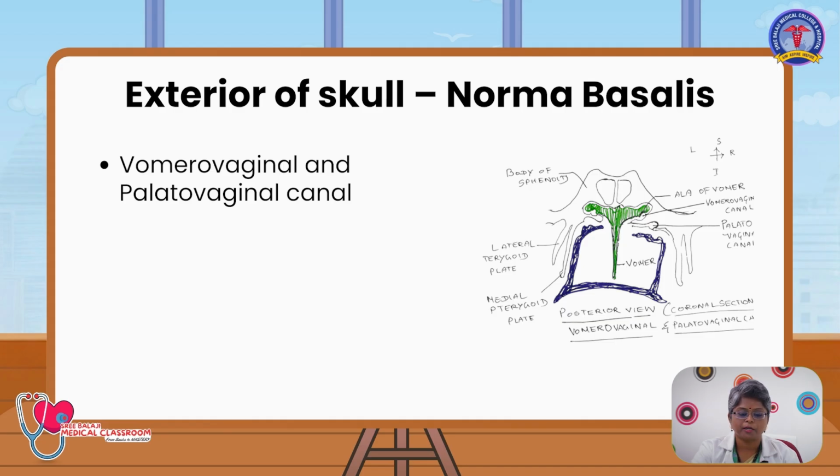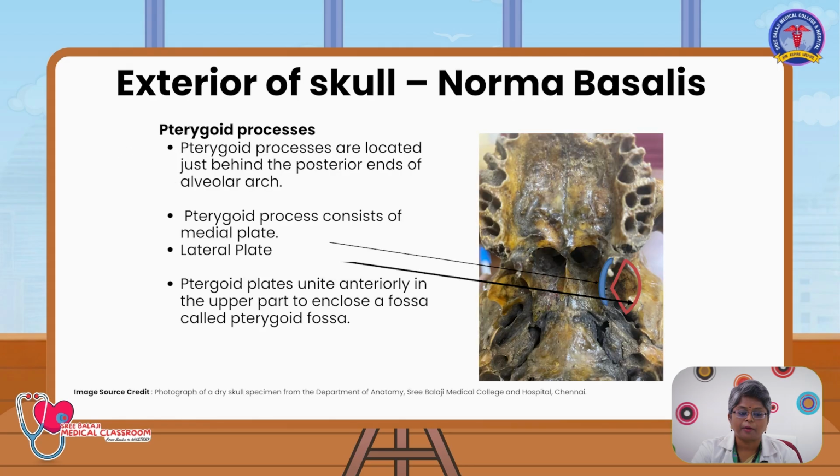The next important canal is the palatovaginal canal. It transmits the branches of pterygopalatine ganglion and third part of maxillary artery. Coming to the processes, the important process that is noted here is the pterygoid process, which is located just behind the posterior ends of the alveolar arch.